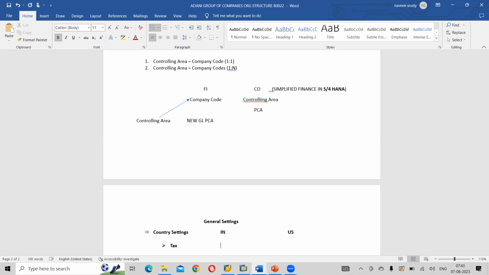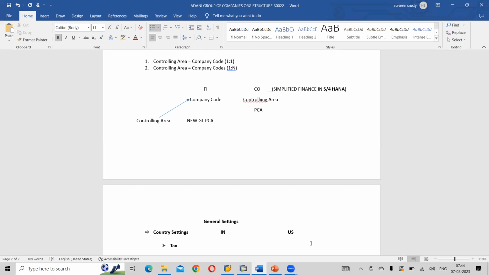What is the US tax system? In India we are using GST. In the US, it's a federal tax system, federal and state tax. When it comes to China, it is GTS, golden tax system. So like that, each and every country has a separate tax system, and SAP provides a standard tax system by default.